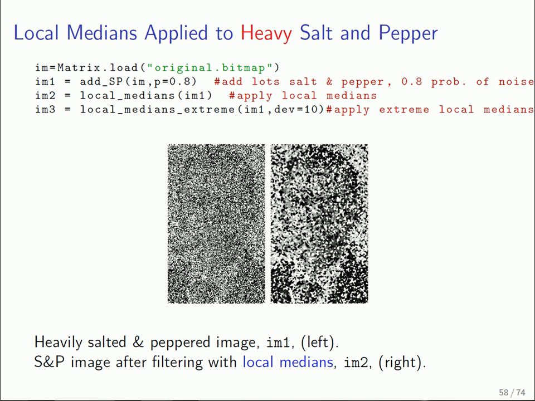Okay, this is heavy salt and pepper. I wrote here p equals 0.8, so every pixel gets hit with probability 80%. Half of it gets white, half of it gets black. I'm not telling you, but I'll let you guess. I took the original picture and hit it with this 80% salt and pepper, and this is what happens after I did local medians on that.